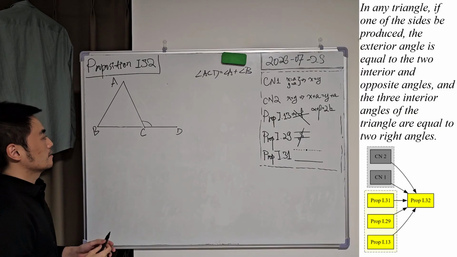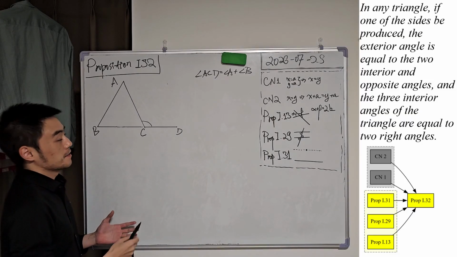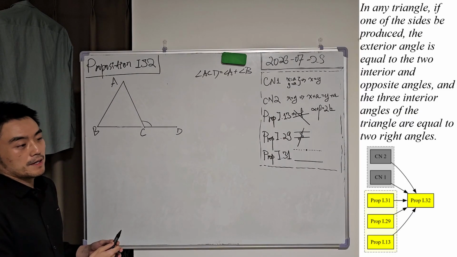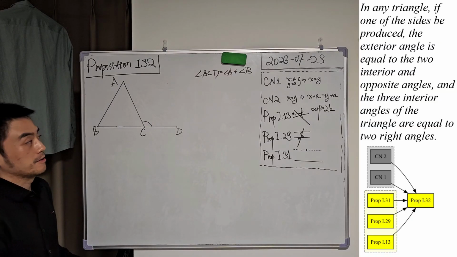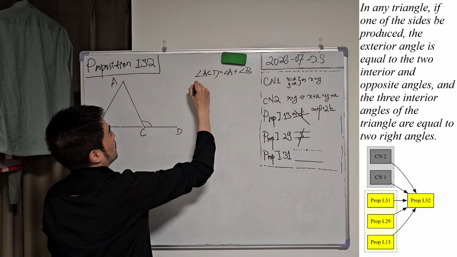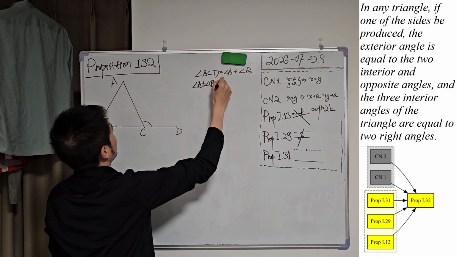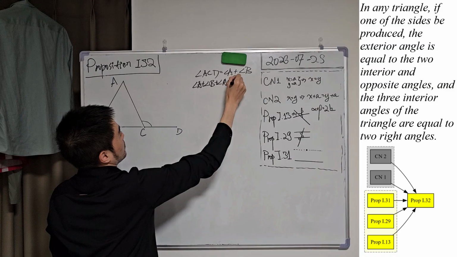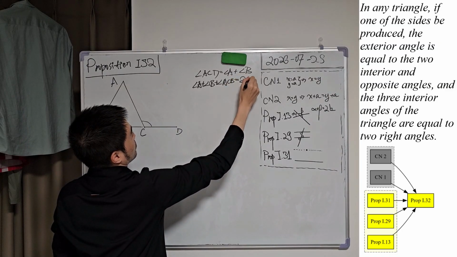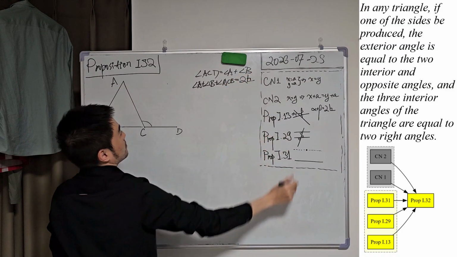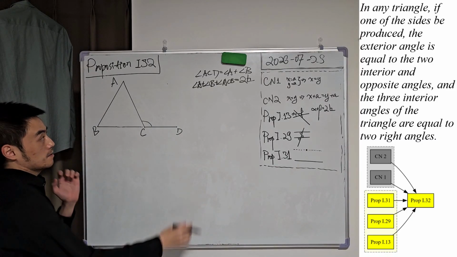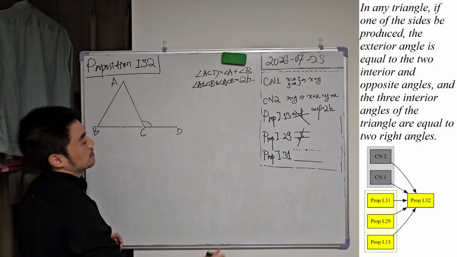Besides, it says that the sum of the interior angles of a triangle will be equal to two right angles, which means angle A plus angle B plus angle ACB will be equal to two right angles. Okay, so let's give them proofs one by one.